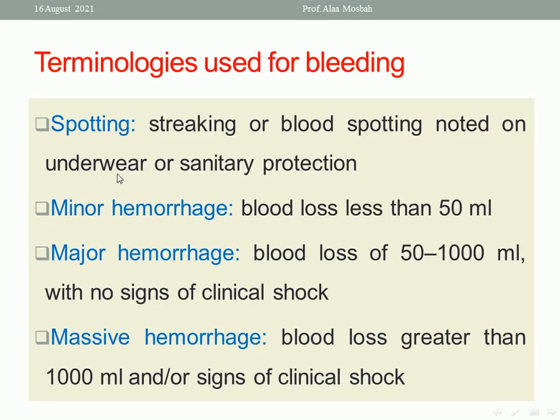Let us know some terminologies about bleeding, how to express bleeding. It may be spotting, which is streaking or just blood spotting. The patient noted this spotting on underwear or sanitary protection. Or the bleeding may be a minor hemorrhage when the blood loss is less than 50 ml, or a major hemorrhage if the blood loss is from 50 to 1000 ml with no signs of clinical shock. Or the bleeding may be a massive hemorrhage when the blood loss is more than 1000 ml and there are signs of clinical shock.